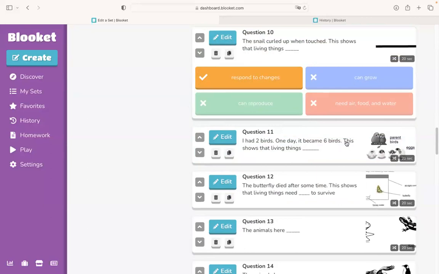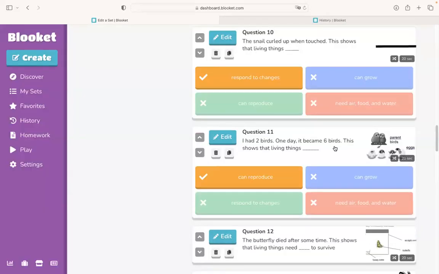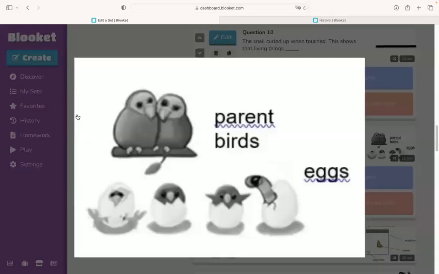All right. I had 2 birds. One day it becomes 6 birds. This shows that living things can reproduce from big parent birds to young baby birds.